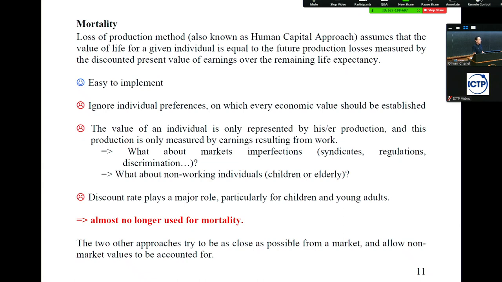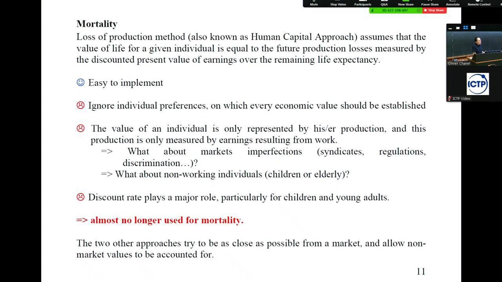in the past, a method was used known as the human capital approach or loss of production method, and this approach considered that the value of the life of someone was equal to all the future production losses measured by the discounted present value of earnings over the remaining life expectancy. The idea is that if you die at 40 instead of 80, you lose 40 years of earnings, and you discount all these years of earnings, and this remaining discounted value of these production losses is what an individual is worth.